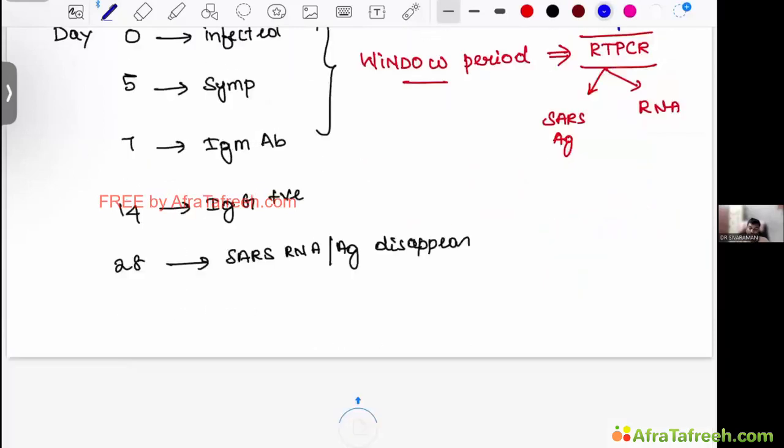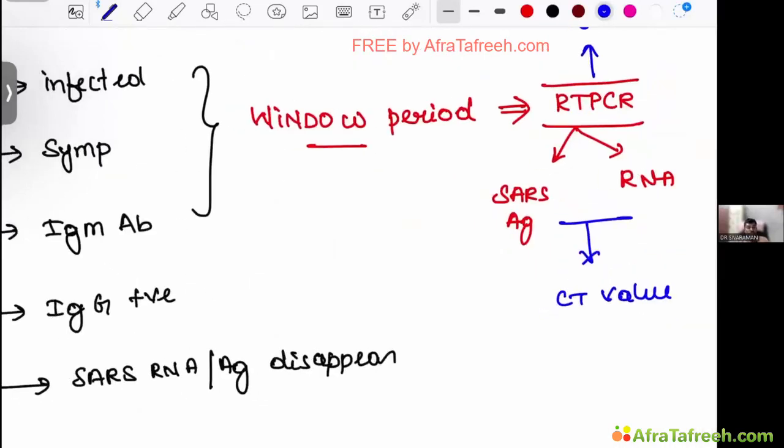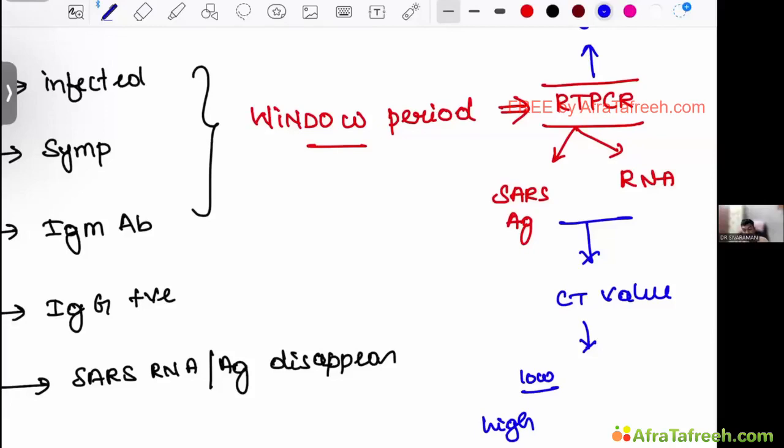Whenever you do RT-PCR, the report comes in CT value. What is CT value? Any report done during COVID, you will see it written as CT value. CT value is the number of cycles required to amplify the DNA. When the number of cycles is low, it means the patient has high viral load. Whenever the CT value is high, that is, more cycles are required to amplify, it means less viral load.